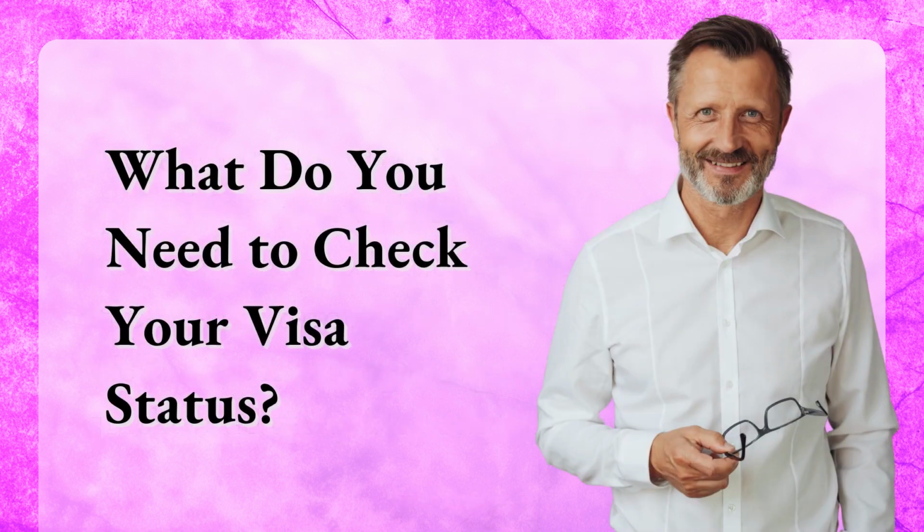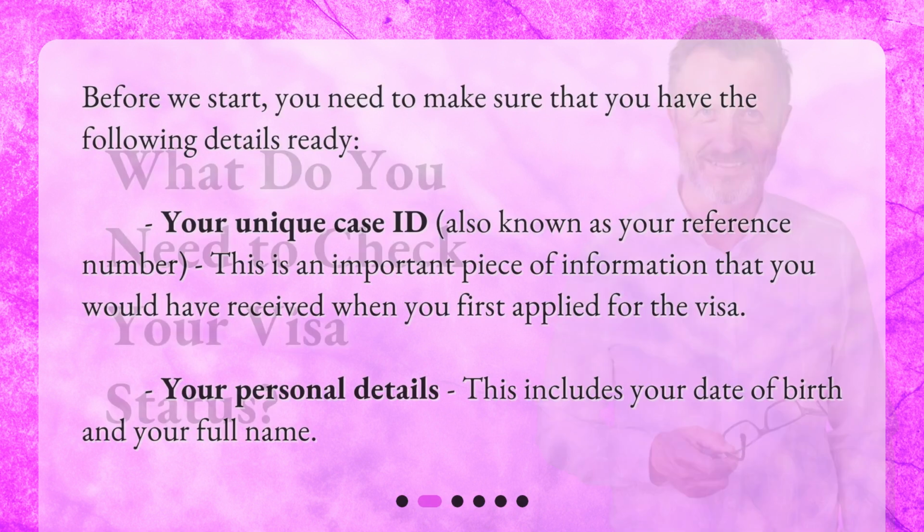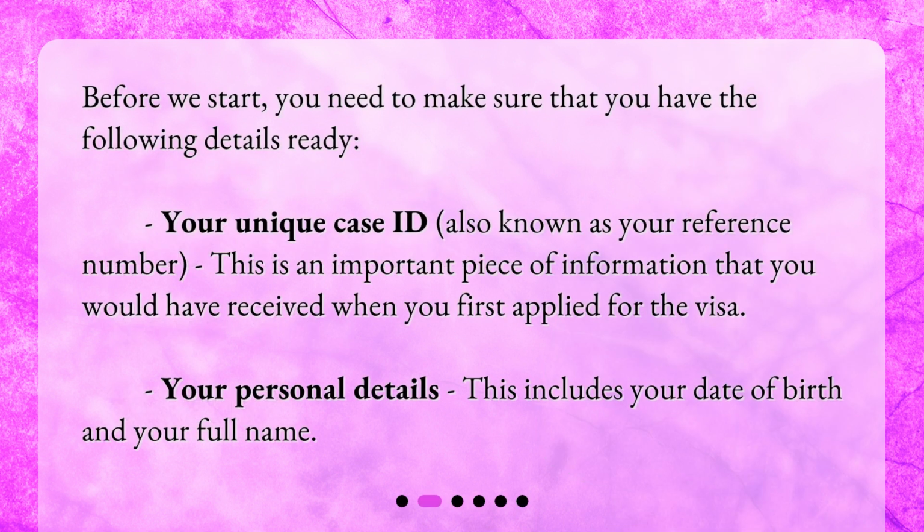What do you need to check your visa status? Before we start, you need to make sure that you have the following details ready. Your unique case ID, also known as your reference number. This is an important piece of information that you would have received when you first applied for the visa. Your personal details. This includes your date of birth and your full name.